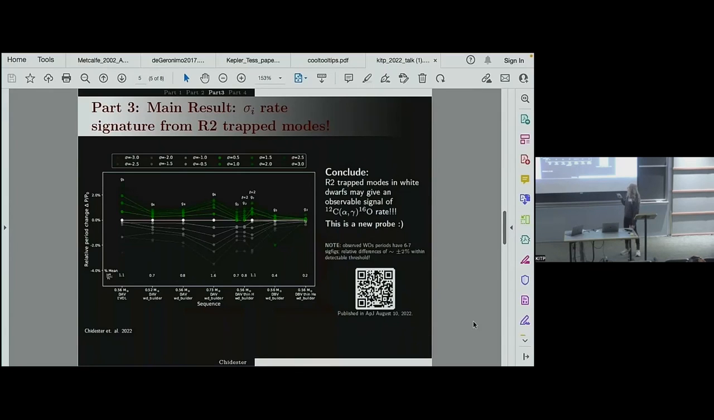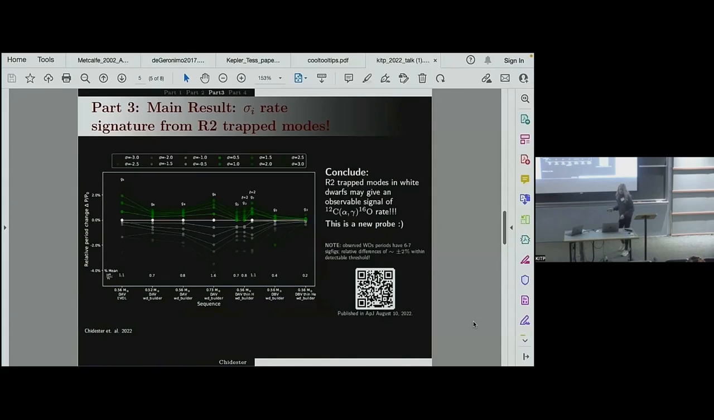I'm not sure if it's super clear, but the radial order does change across the model sequence type, like that's a 6, that's a 7. But what all of these G modes had in common was they were being trapped in R2. So what we can conclude is that R2 trapped modes in white dwarfs might be an observable signal for the C12 alpha gamma rate. And this is a new probe. So if you are interested in further details, you can read about it.